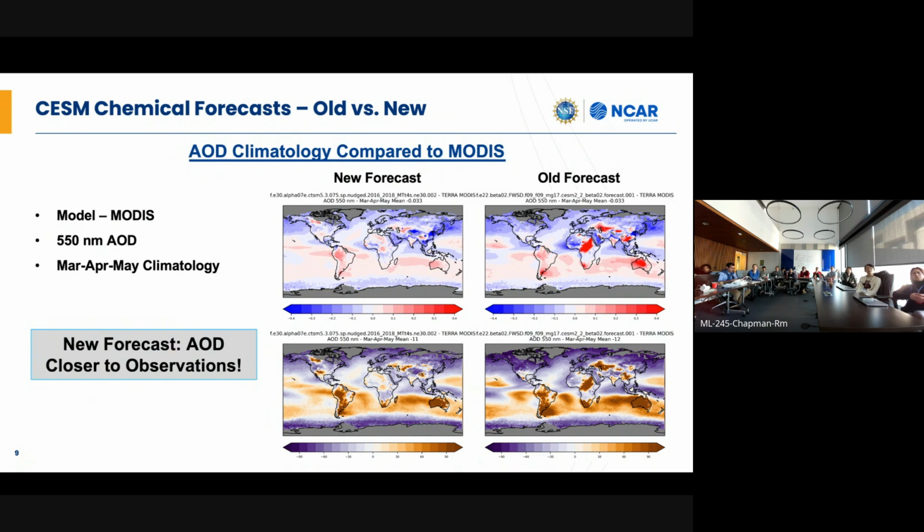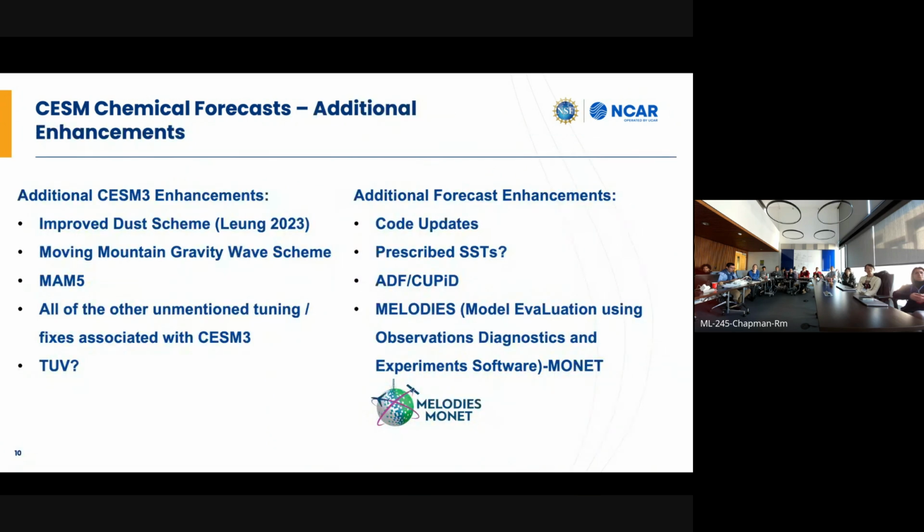So, some additional enhancements: everything that comes with CSM3 we'll obviously have in there. So things like the improved dust scheme, the moving mountain gravity wave scheme, which we heard about yesterday, things like MAM5, possibly TUV, that June will be talking about in a little bit, I think. And then all the other CSM3 associated upgrades.